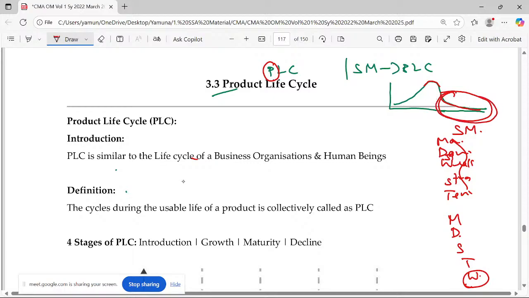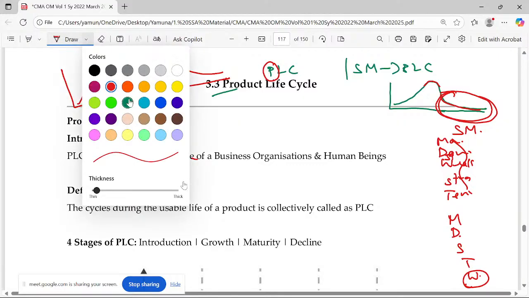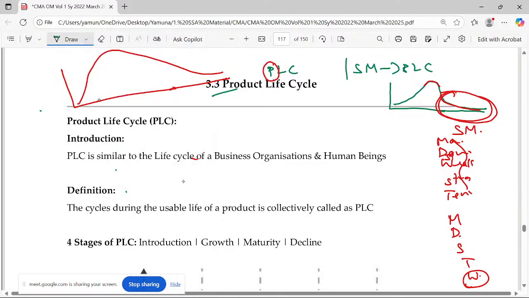So if this happens to be the business life cycle, okay, this is the business life cycle. See, the business is nothing but delivering the product. This will be the product life cycle. Please try to understand. When you talk about product, we talk about these small curves. When you talk about business, we talk about one single curve. But it's the same content.